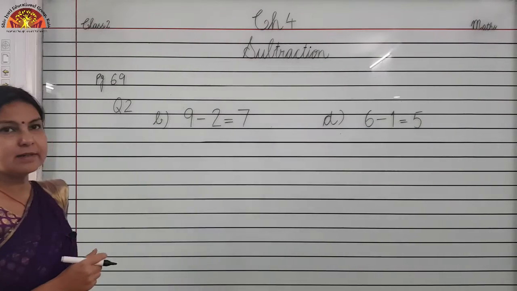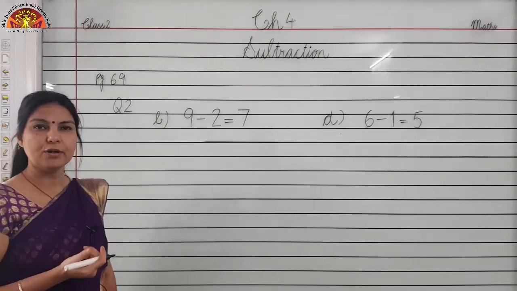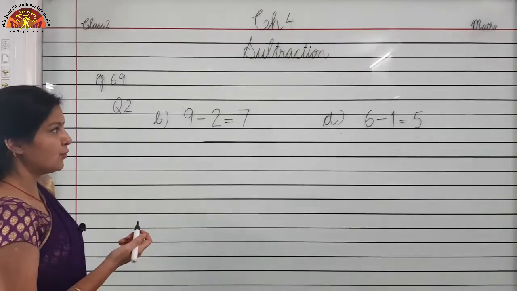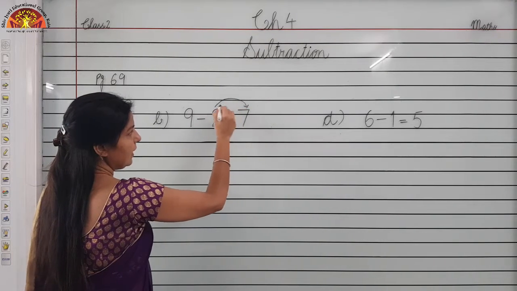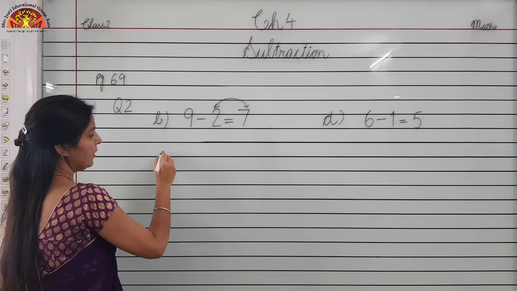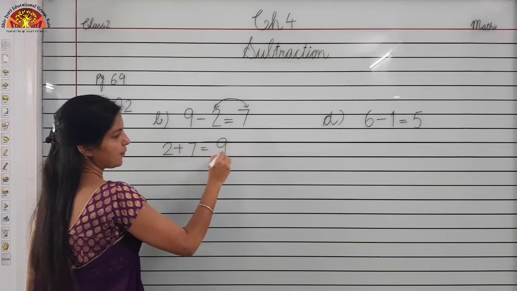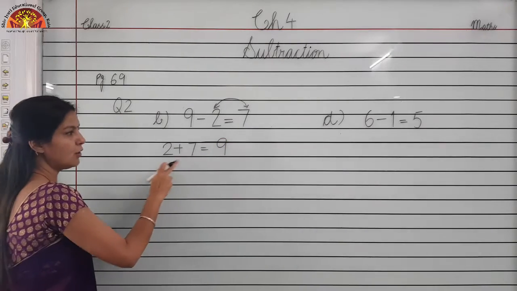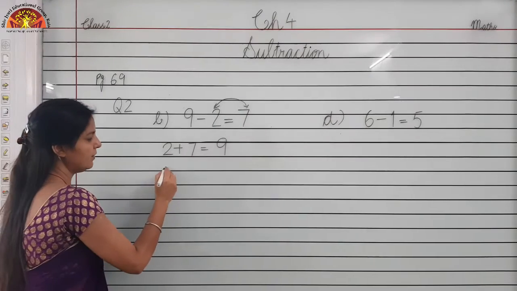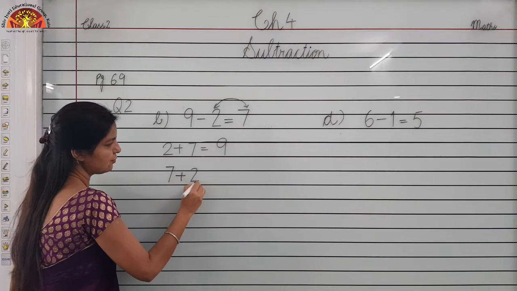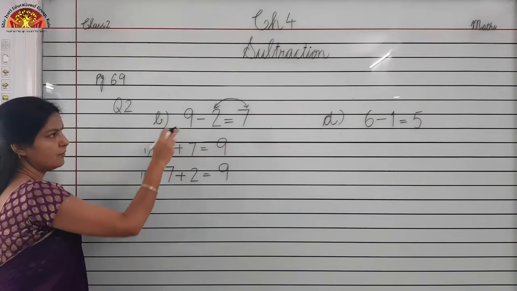So, in addition facts, children, you know, if we change the order of the numbers in addition, the answer will be the same. So, here we will find the 2 smaller numbers. These numbers are smaller. So, we will add these numbers. First of all, we will add 2 plus 7, it will give us 9. Okay? Now, we will change the order of these 2 numbers. First we added 2 plus 7, now we will add 7 plus 2. This will also be 9. These 2 are addition facts of this subtraction.